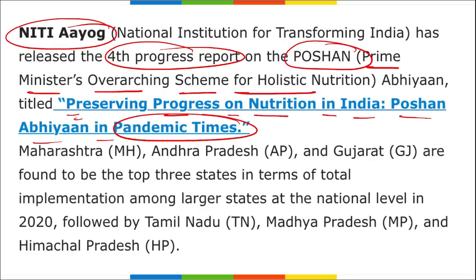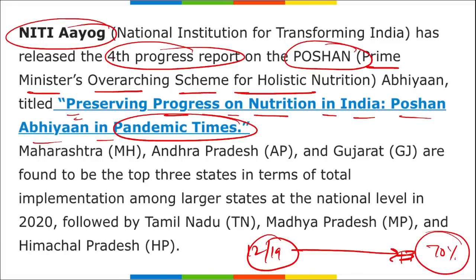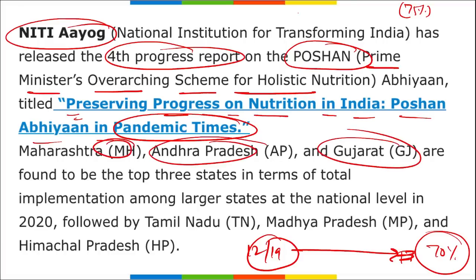Alright, then apart from this friends, you need to remember that this report highlighted that 12 of the 19 larger states had an implementation score of more than 70% for the Poshan scheme. Highly important. Then if we talk about small states, Sikkim performed the best among the small states with 75% implementation. So if asked which states performed the best in the Poshan scheme, it was Maharashtra, followed by Andhra Pradesh, then Gujarat, and among smaller states it was Sikkim that performed the best.